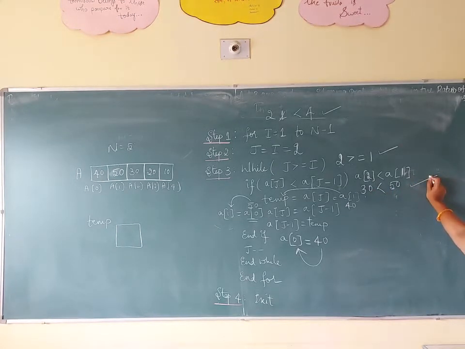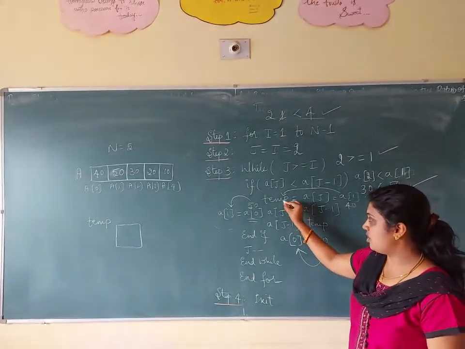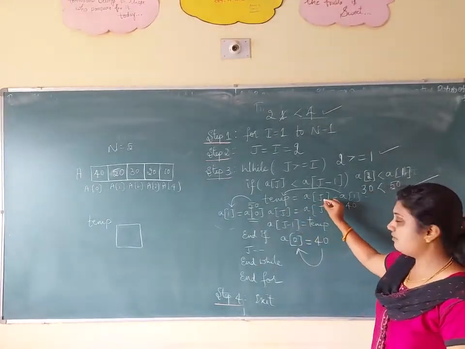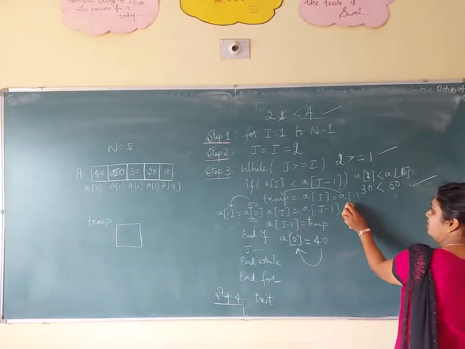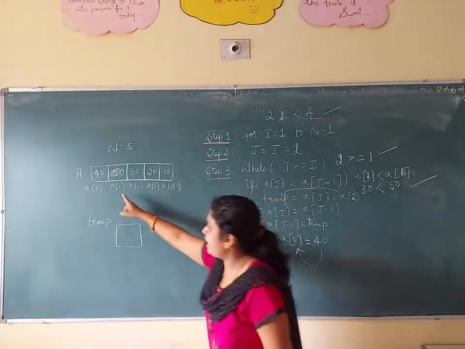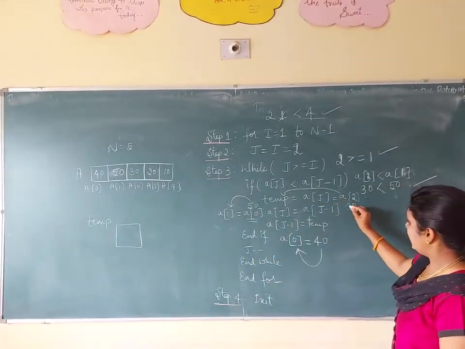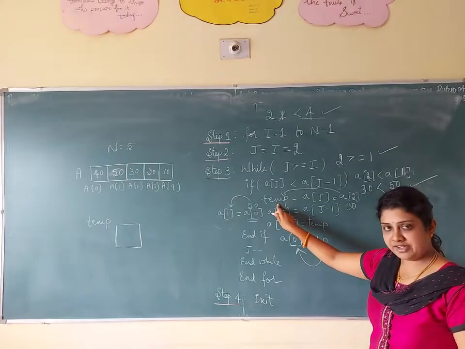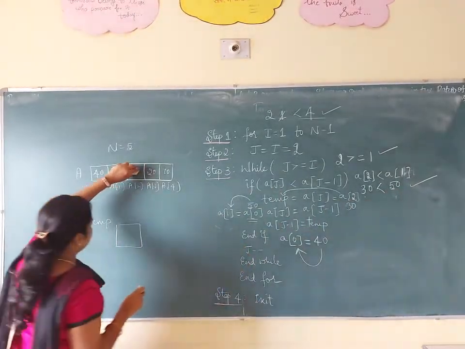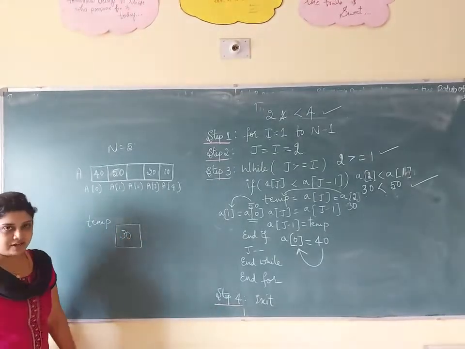If the condition is true, all these three statements will be executed. The first one is temp is equal to A of J. What is the J value now? J value is 2. Okay. In A of 2, we have an element 30 that will be assigned to the temporary variable. Now, you just take this 30 value and store it in the temporary variable.